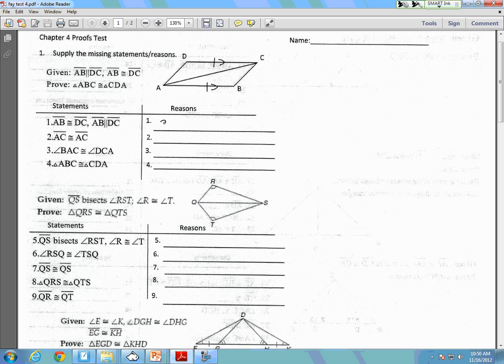So your first reason should have been given. AC is congruent to AC. Well, whenever something is equal to itself, that's reflexive.